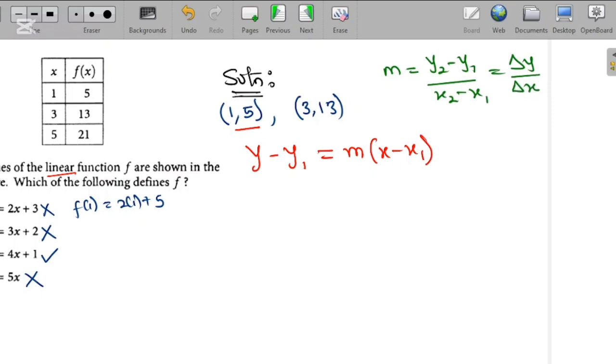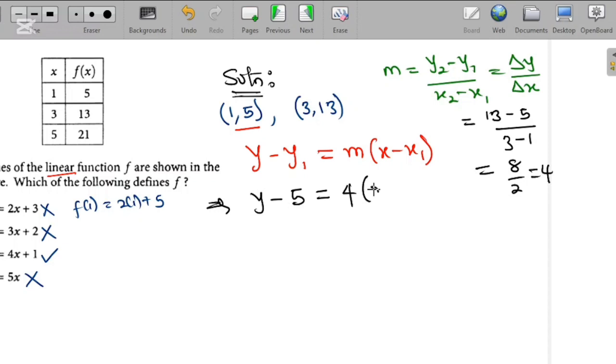So if I substitute, my y2 is 13 minus the first y, which is 5, all over the second x, which is 3, minus the first x, which is 1. So this gives us 8 over 2, and the value of our m is 4. Okay, so we can now quickly substitute. We have y minus y1, which is 5, equal to the slope, which is 4, times x minus x1, which is 1.